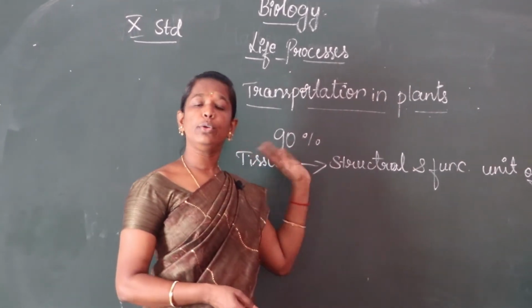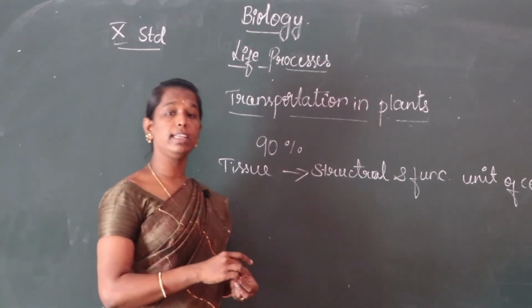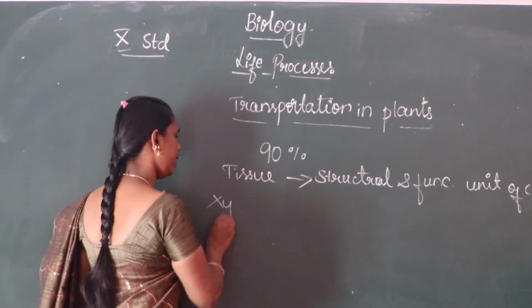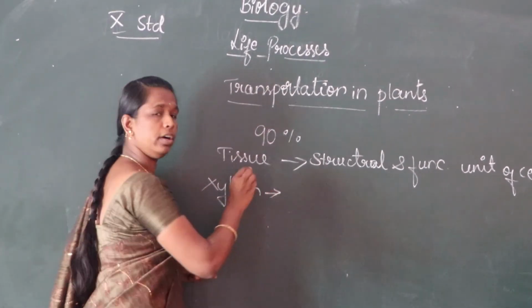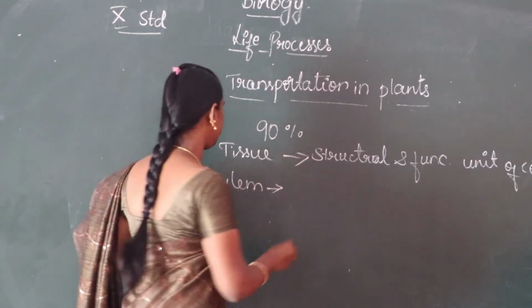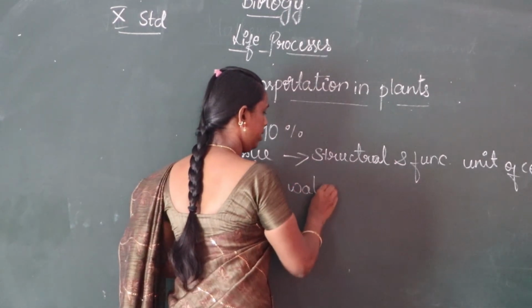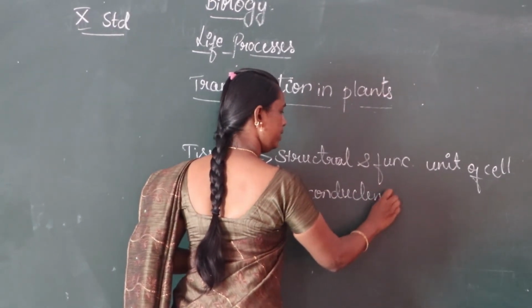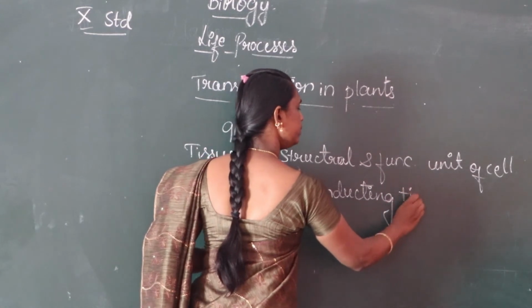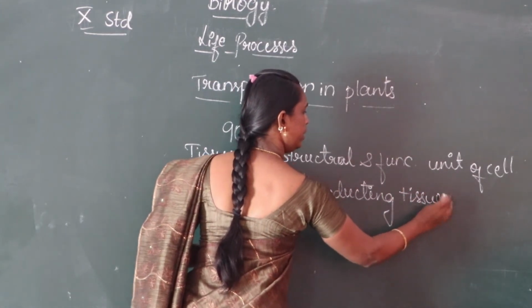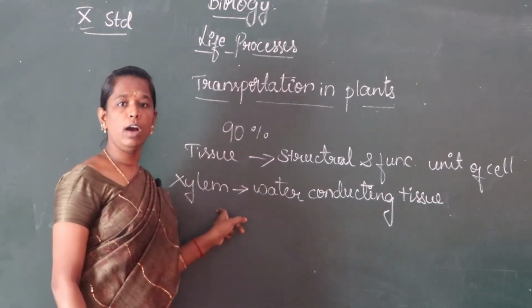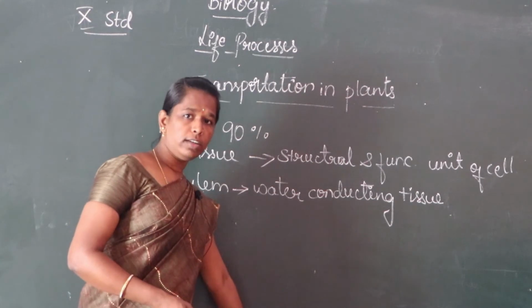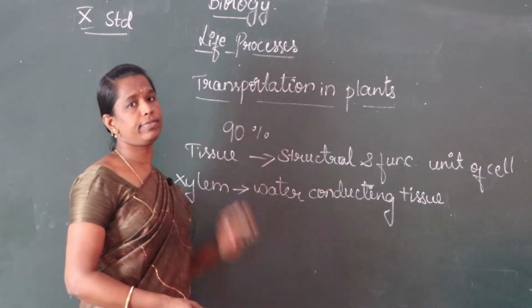Two tissues are present in the plant, that is xylem and phloem. The first one is xylem. Xylem is a water conducting tissue. It transports water from roots to all parts of the plant.